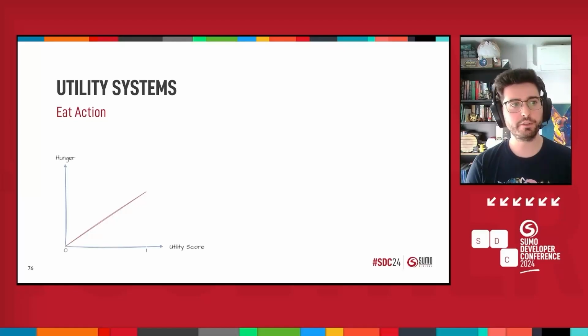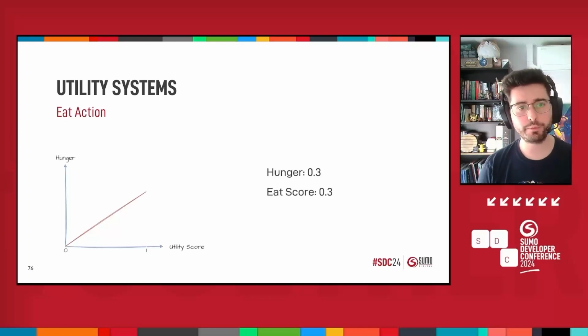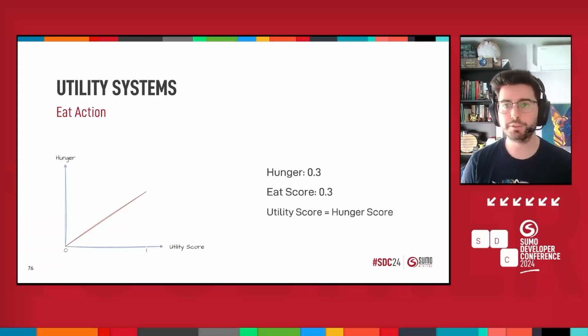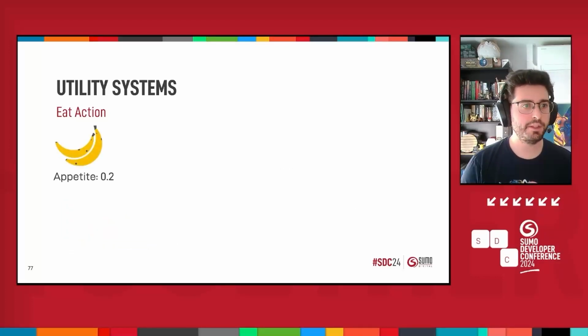So we have our eat action, and we're going to look at our value of hunger. However much hunger we have will be correlated to our utility score. So our hunger right now is 0.3, so our eat score will be 0.3. Great. That's our utility score. However, not all foods are made the same.